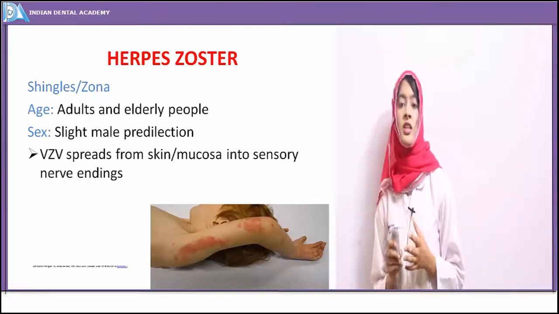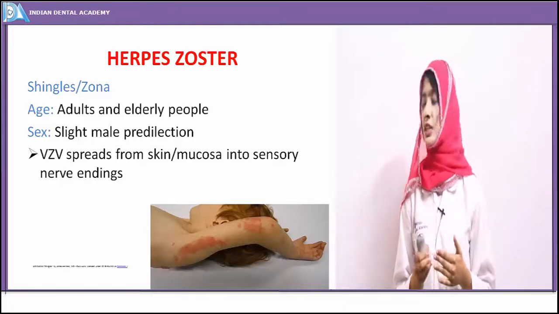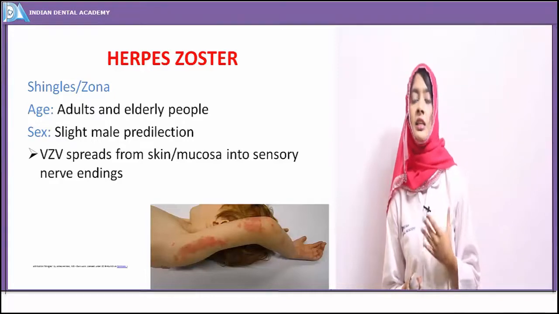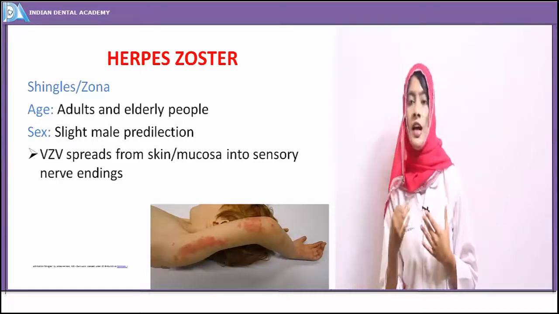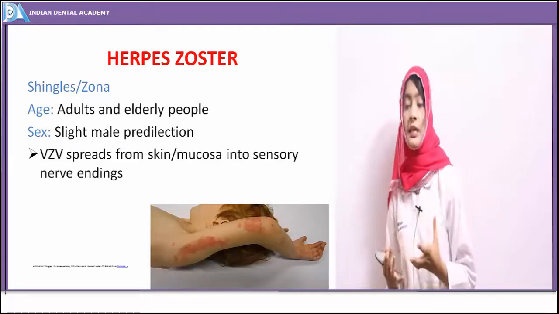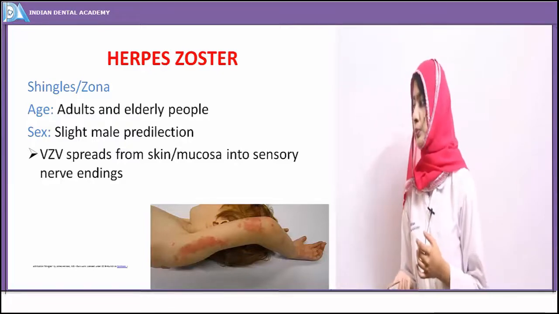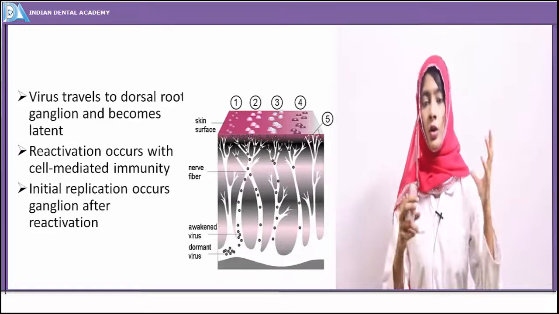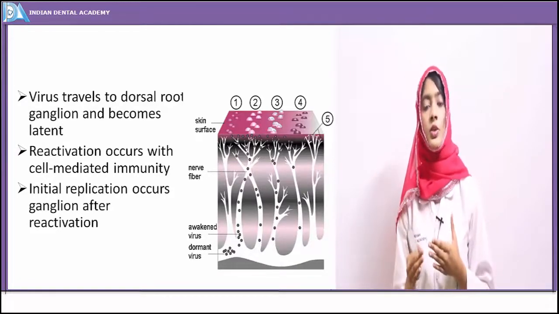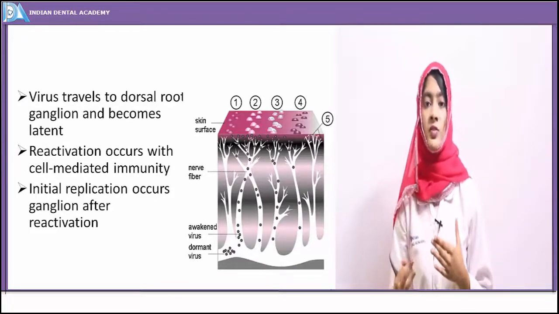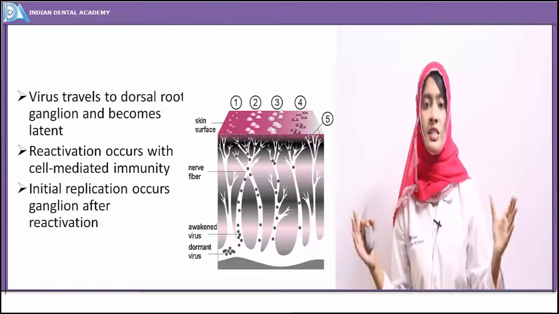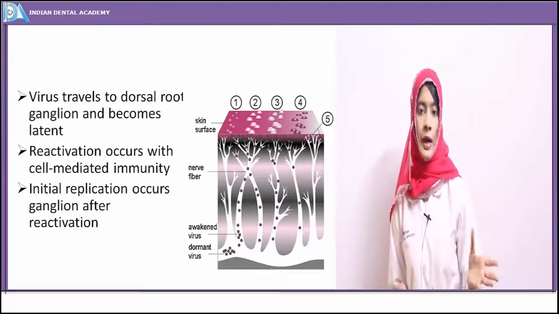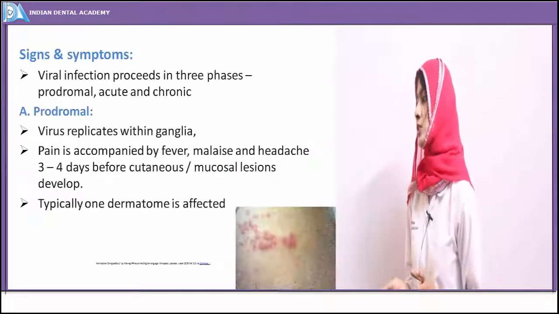So herpes zoster infection is also known by other names like shingles or zona. Since it is a reactivated lesion or a secondary infection, it's seen in adults, and it has a slight male predilection. Because of the reactivation of the infection, all of the dorsal root ganglia show replication of the virus, and there is greater and wider spread of the infectious process when compared to the primary varicella, that is the chickenpox.